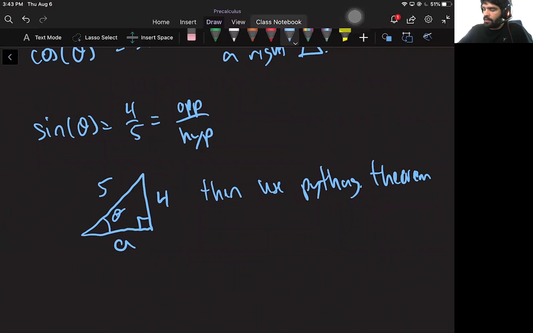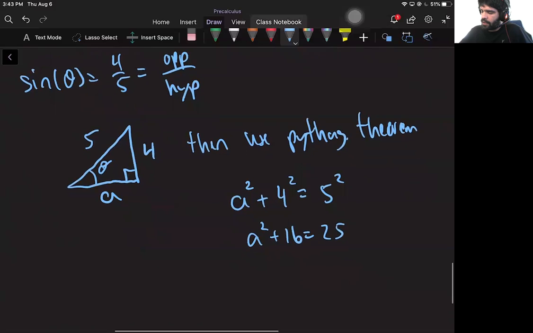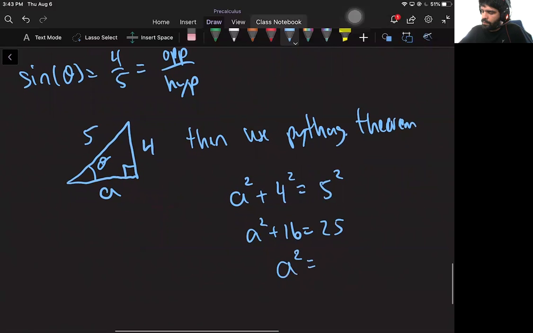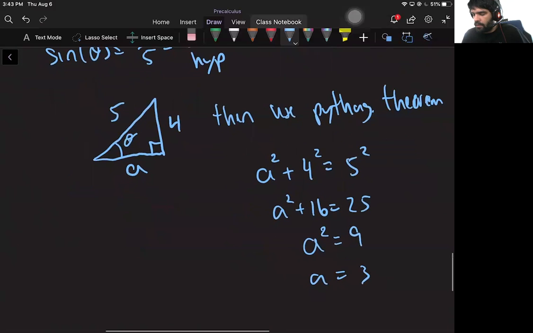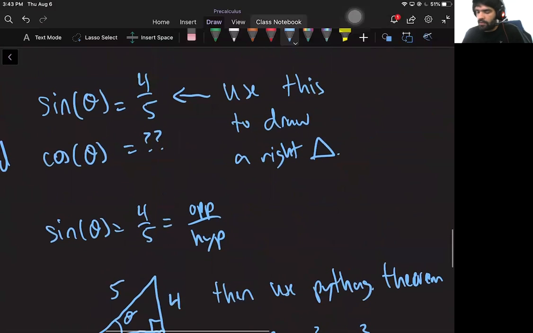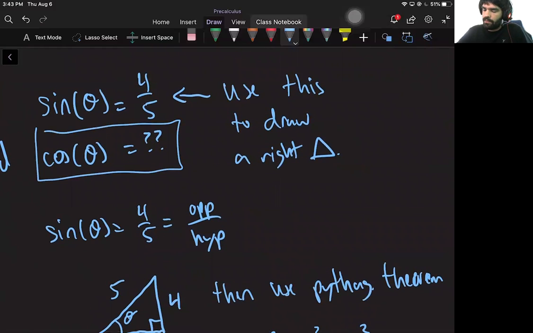So what does the Pythagorean theorem say? It says that if you add the squares of the shorter sides, so you add a squared plus 4 squared, that should equal the hypotenuse squared. So I can calculate this pretty quickly, 16, 25, then I subtract it over. That gives me 9, square root that, and I get 3. So A is 3. So what does that mean about the question I'm initially trying to figure out?